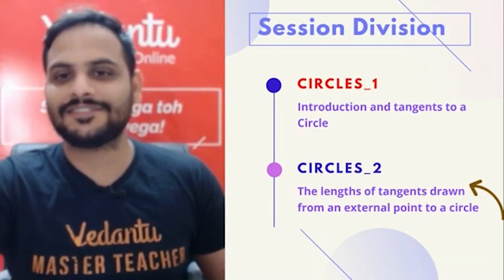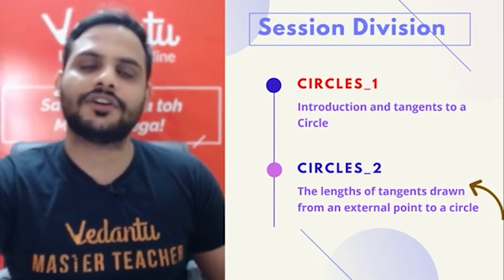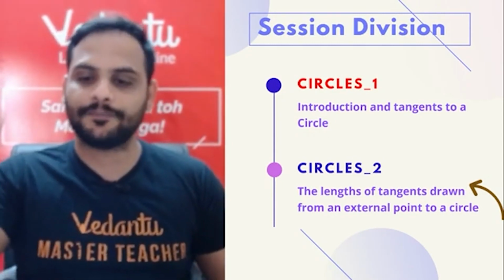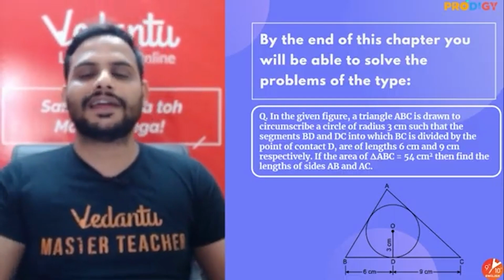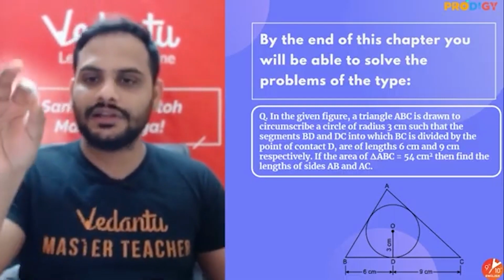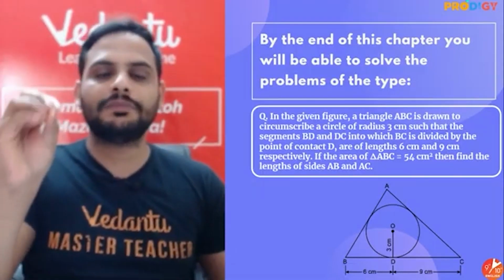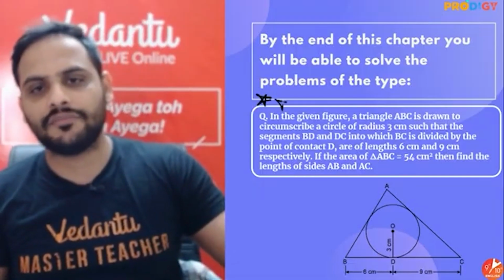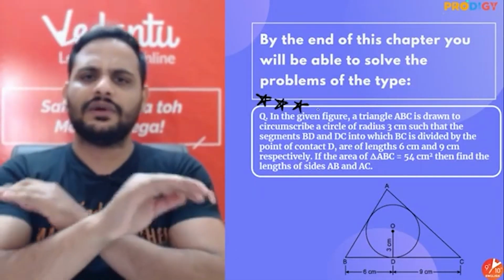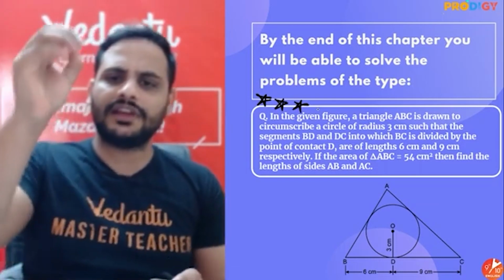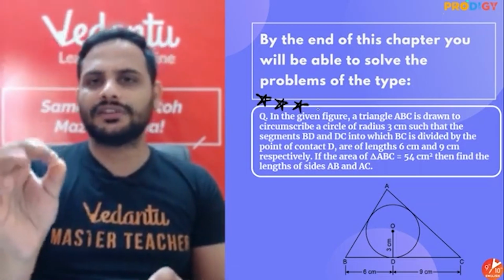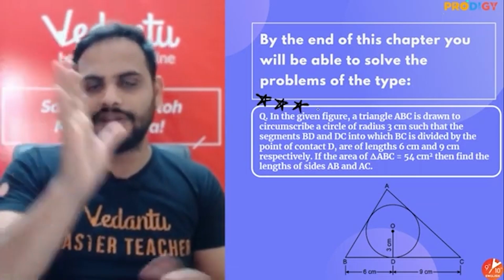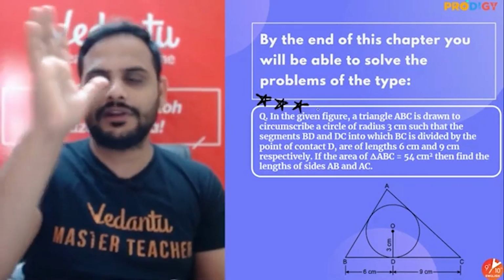Let's move ahead with our second topic, length of tangents drawn from an external point. We will be seeing what kind of tangents can be drawn. This is the question which you will be able to solve by the end of this class, and it's a very important question. I would say it is the most important question in this whole chapter from NCERT.